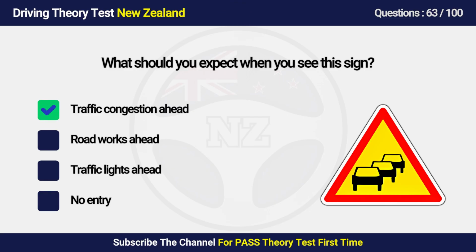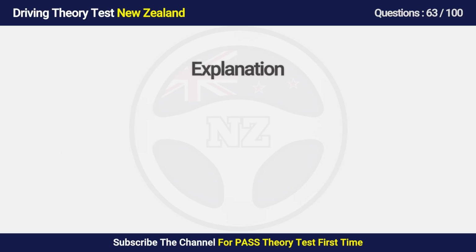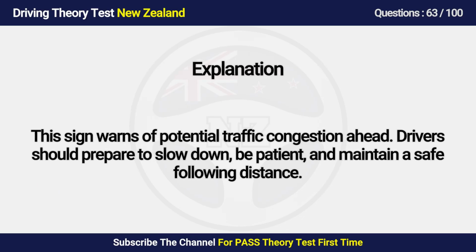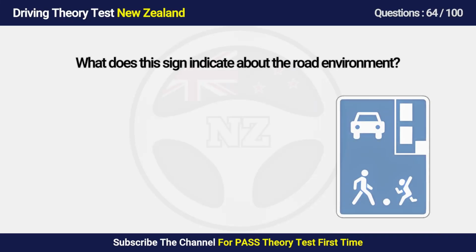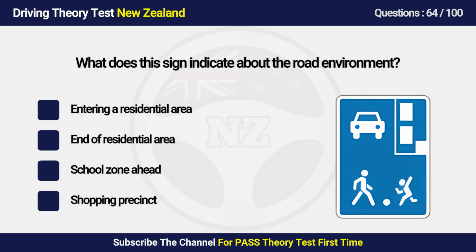Answer is A. Traffic congestion ahead. This sign warns of potential traffic congestion ahead. Drivers should prepare to slow down, be patient, and maintain a safe following distance. Question 64. What does this sign indicate about the road environment?